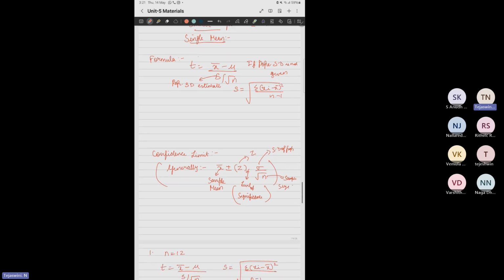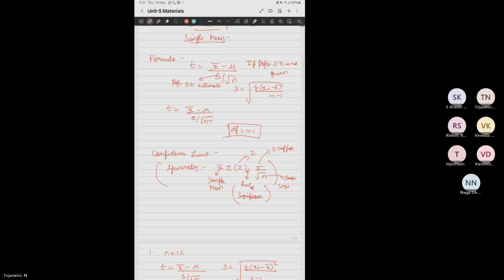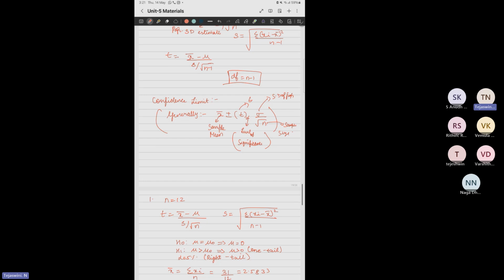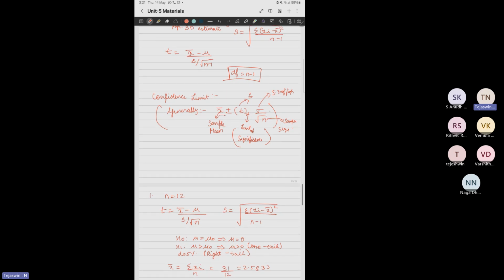In case the standard deviation is given to us directly, then the formula will be x bar minus mu by small s by root of n minus 1. Here degree of freedom is n minus 1. And then the confidence limit, that is the same as before. Here the value will be t value instead of z value, the t value at the given level of significance. This will be sample mean, this will be sample standard deviation, and this will be sample size.